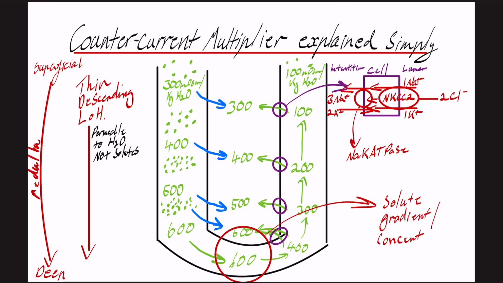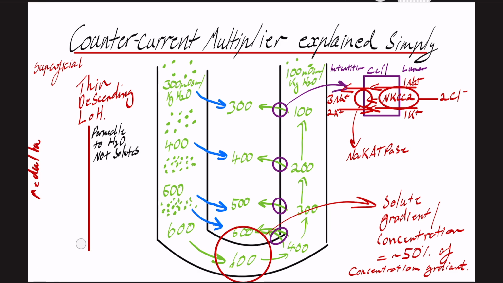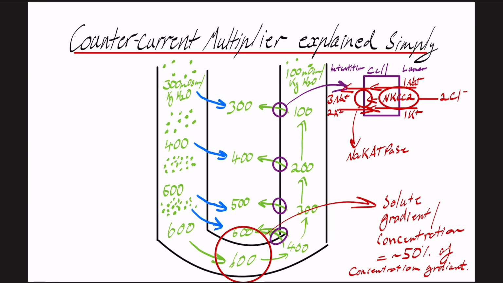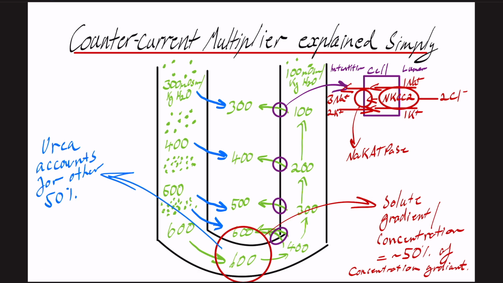So the solute gradient, or the concentration, accounts for about 50% of the gradient of the medulla. And this is important because it highlights another mechanism that our kidneys use to concentrate urine, and the other 50% is due to urea. And I explained this further in my previous video, or my video on the loops of Henle and the countercurrent multiplier system as well. So I'll just change it here to 1,200 just so that you're aware, but essentially 50% is from the solutes and 50% is from the urea concentration.